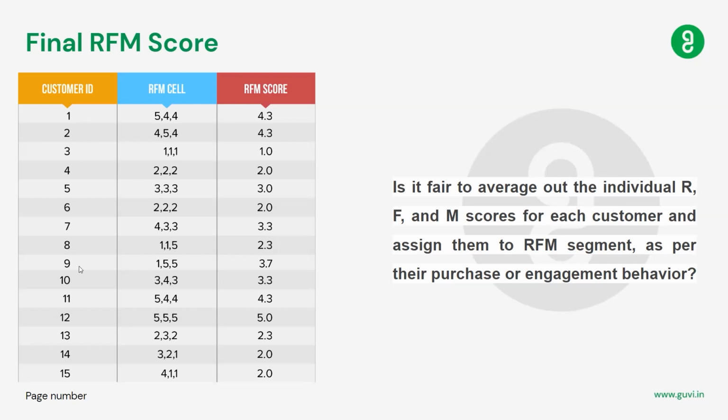Similarly, we do this for all these cohorts, and we see that customer ID 12 has a perfect 5 score, so he is more likely to adopt your next offer, which you are planning to reveal. So it's a good question: is it fair to average out the individual RFM scores for each customer and assign them to an RFM segment as per their purchase or engagement behavior?